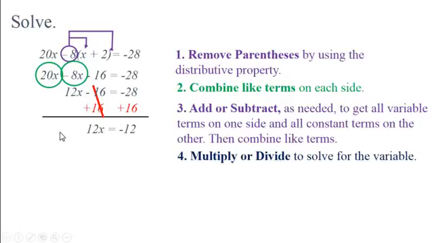Our next step is going to be multiply or divide to solve for our variable. So this should be our last step that you have to do then. I'm going to divide by 12 on both sides, so I have a 12 times x. Do the inverse operation of that. Divide by 12, and remember that this is a negative 12 now. So negative 12 divided by 12 is going to give me x is equal to negative 1.